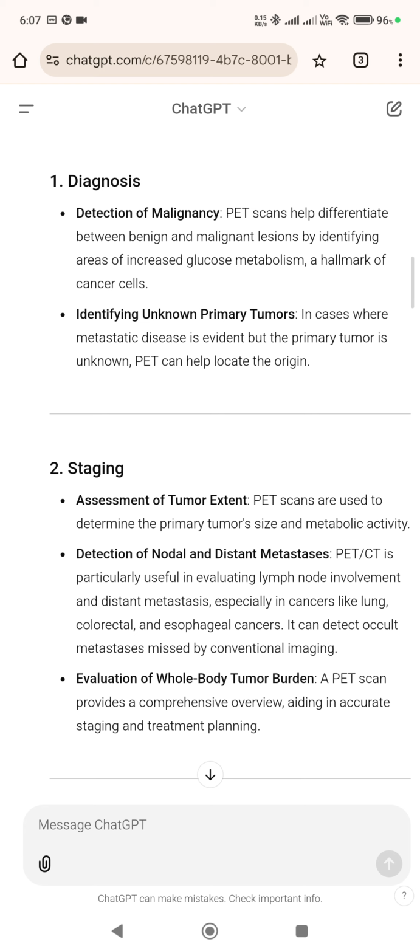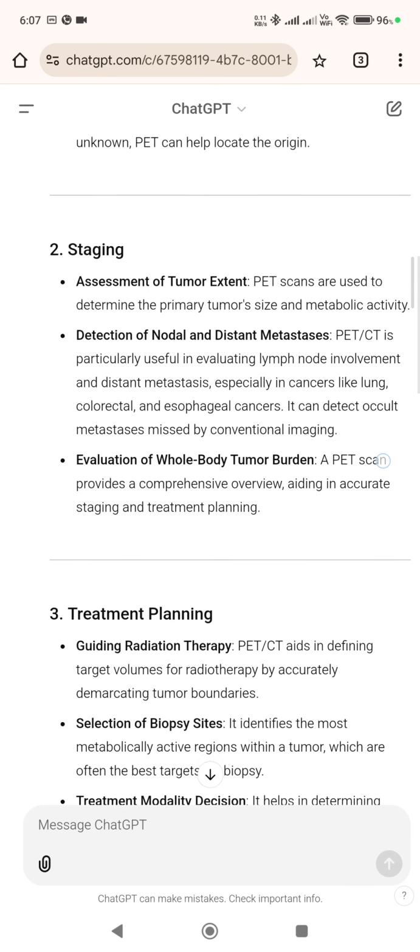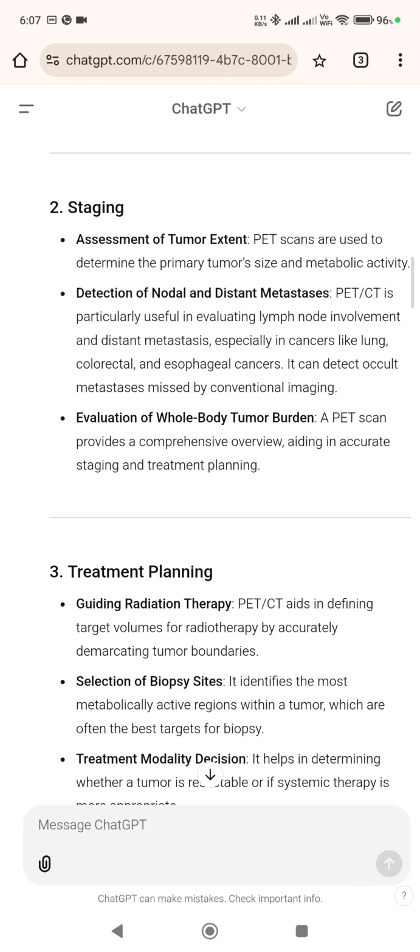2. Staging. Assessment of tumor extent. PET scans are used to determine the primary tumor's size and metabolic activity. Detection of nodal and distant metastases. PET-CT is particularly useful in evaluating lymph node involvement and distant metastasis, especially in cancers like lung, colorectal, and esophageal cancers. It can detect occult metastases missed by conventional imaging. Evaluation of whole body tumor burden. A PET scan provides a comprehensive overview, aiding in accurate staging and treatment planning.